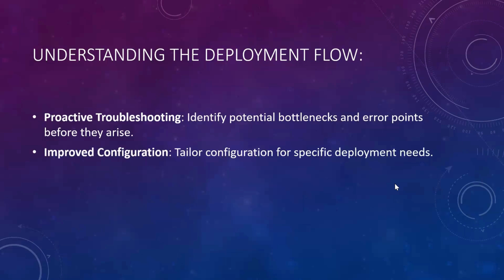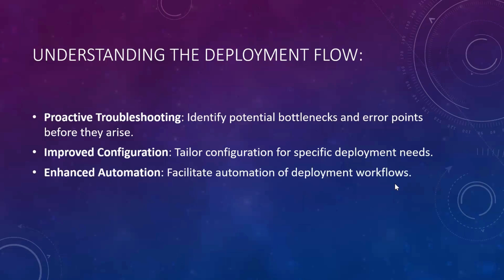Next, improved configuration, tailoring to the current specific deployment needs. If you are making a deployment with a particular set of nodes and taints and tolerations specified, you can tailor it with the proper configuration, or improvise on something you want to improve. Next, automation: some kind of automation you want to make.